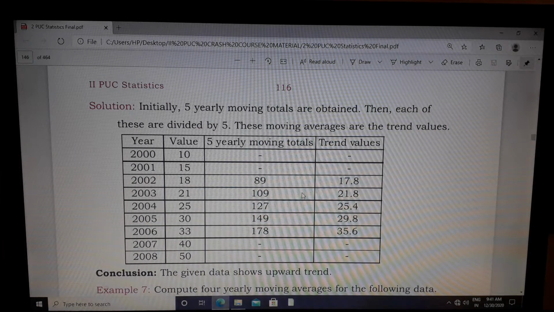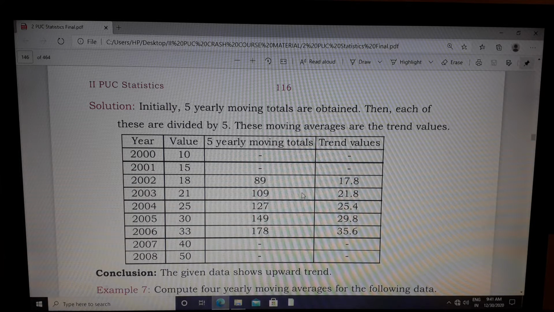Generally, for 3 yearly, the average or the total has to be written at the midpoint of the time period which is asked. For 3 yearly, what is the mid value? The second year of the span, and for 5 yearly, the third will be the midpoint. Clear? Now the first 5 years, what are those? From 2001 to 2005, and those values were 10, 15, 18, 21, 25.